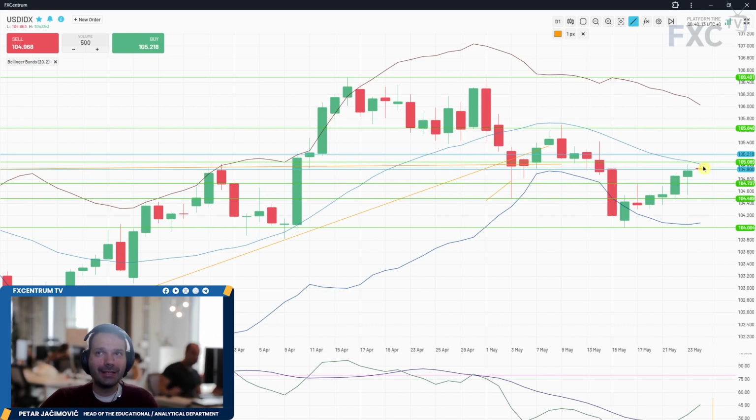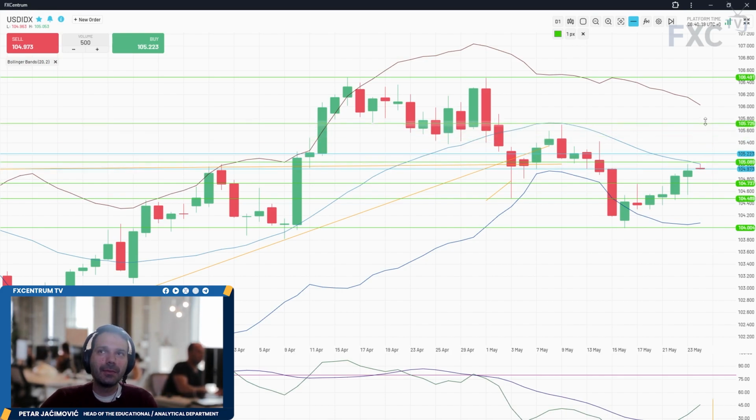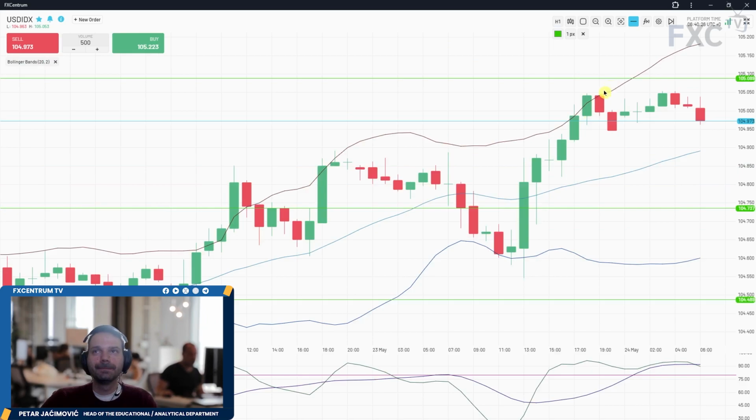But this middle Bollinger Band, we need to respect that. So 105.10, if market can hold and close above, the next upside station from my perspective is around 105.60, and then we have the upper Bollinger Band 106 mark. Let's take a look at the hourly time frame.